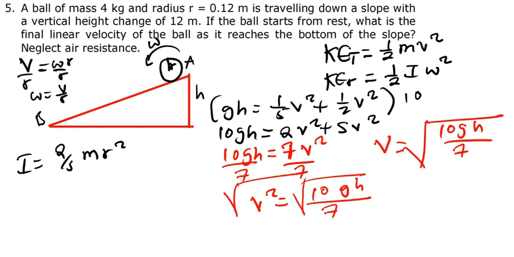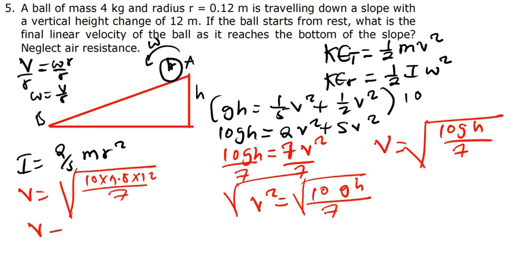Let's plug in the values. v is equal to the square root of 10 times 9.8 times the h, which is 12, and then divide that by 7. So I have 9.8 times 10 times 12. I divide this answer by 7, and then take the square root. So I'm getting 12.96 meters per second. So that becomes my velocity.